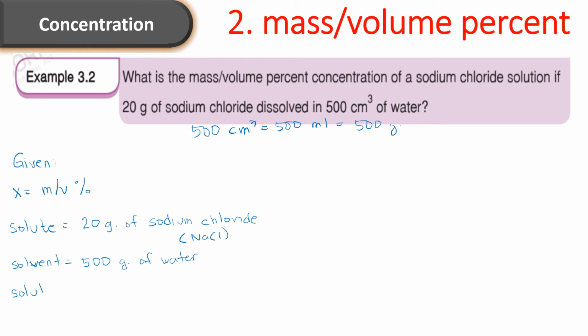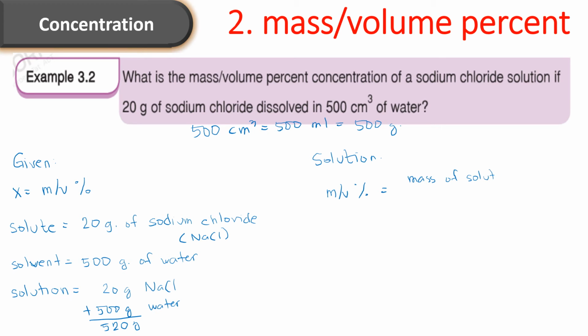And to get our solution there, you still remember, solution is equal to solute plus solvent. So you will have 20 grams of sodium chloride plus your 500 grams of water, and you will have 520 grams of your solution. Now we're ready to solve. So we have your mass over volume percentage is equal to your mass of solute divided by your volume of your solution, or your mass of your solution, times 100.